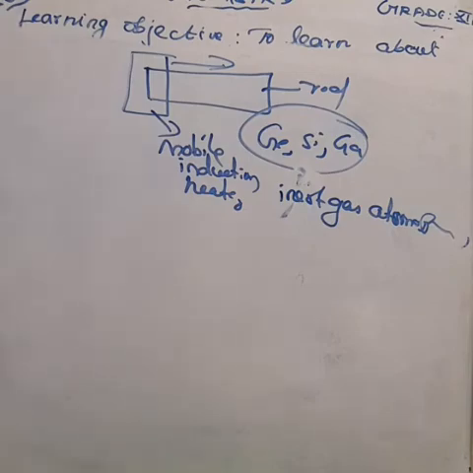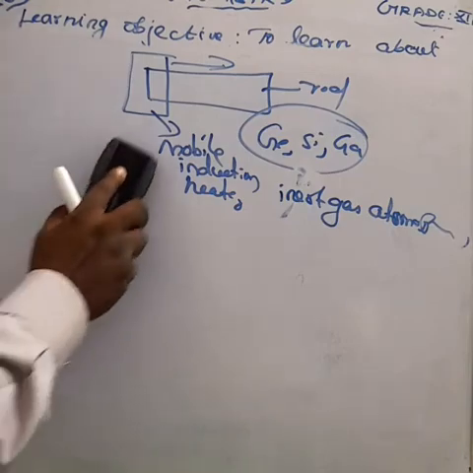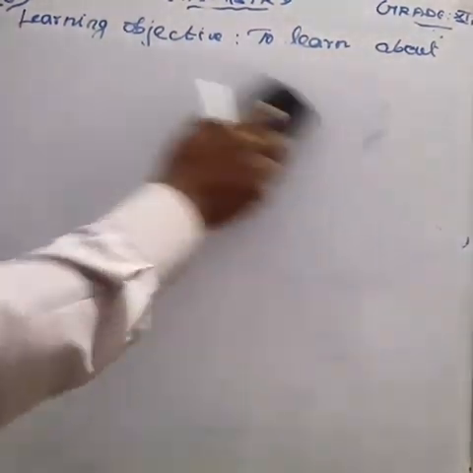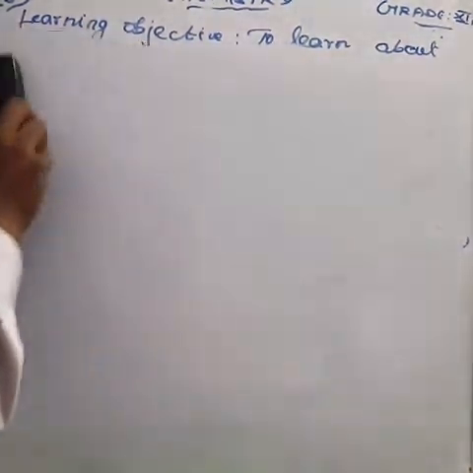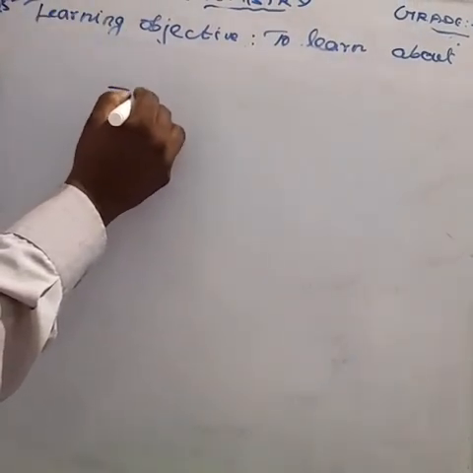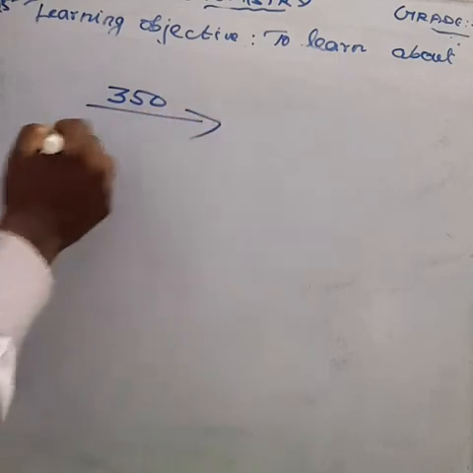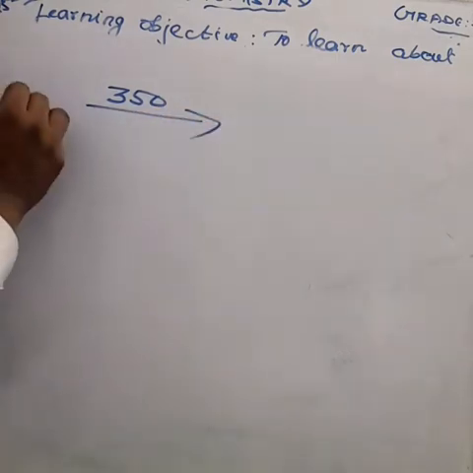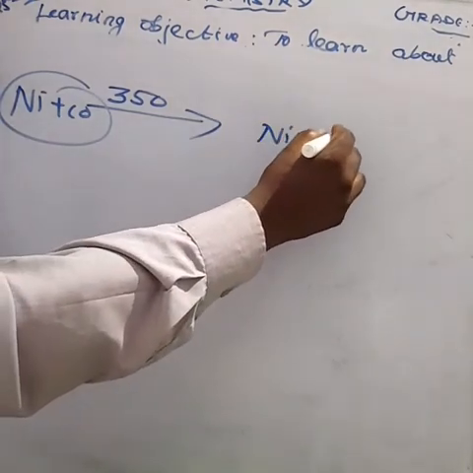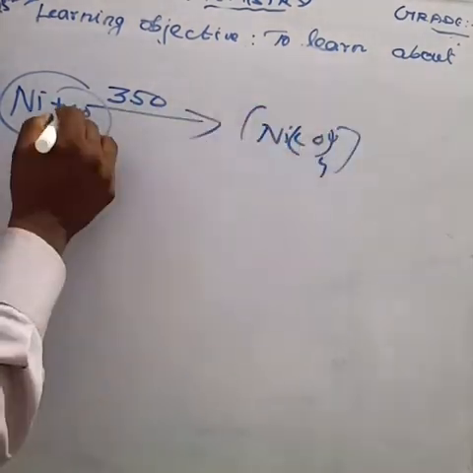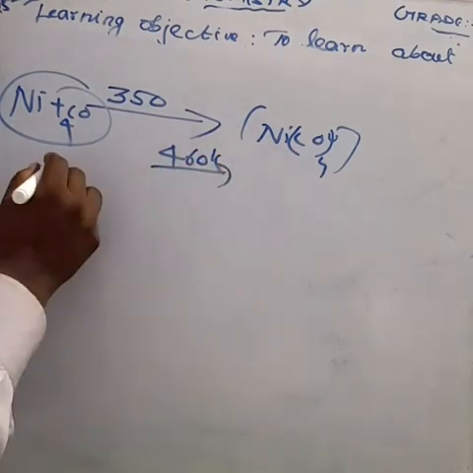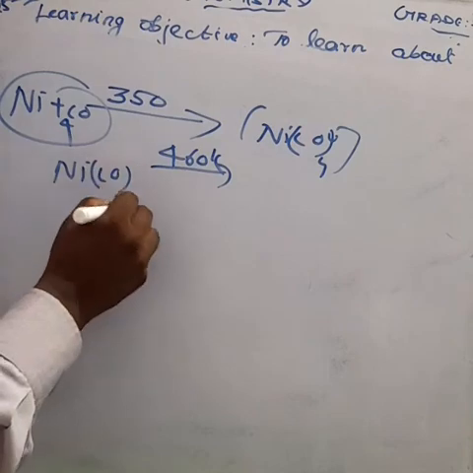Next, the Mond process, all of you know that one. Try to learn the equation thoroughly. Nickel combines with carbon monoxide. What's the temperature here? 350 Kelvin. Don't forget that. At 350 Kelvin we get nickel tetracarbonyl. Next, the nickel tetracarbonyl undergoes heating at a temperature of about 460 Kelvin. We get pure nickel, and also we get carbon monoxide.